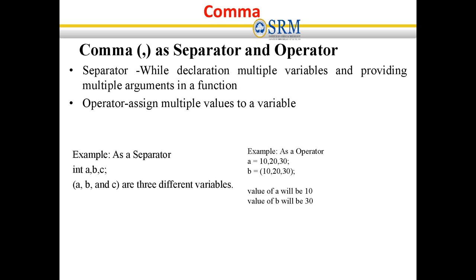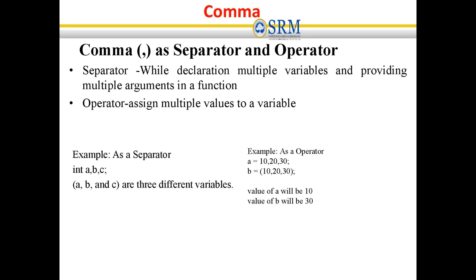So for example, as a separator, it is given like int a, b, c. In this statement, comma is a separator and tells the compiler that a, b and c are three different variables. Consider the second example, comma as an operator. a = 10, 20, 30 and b = (10, 20, 30), that is inside the brackets.